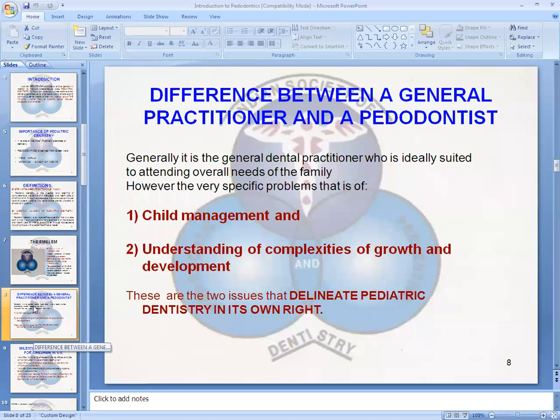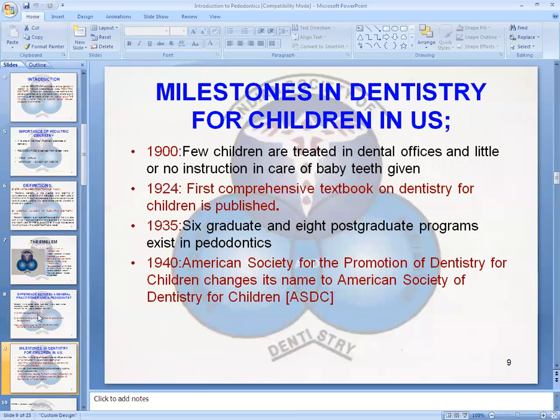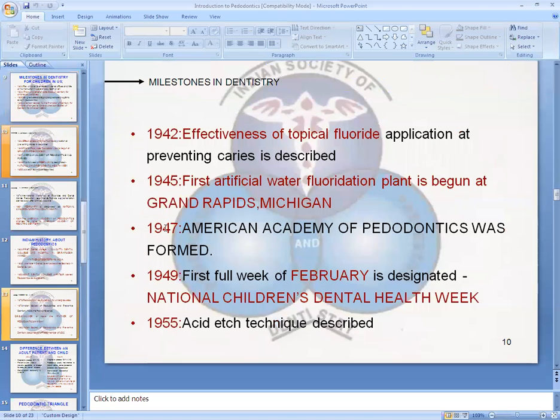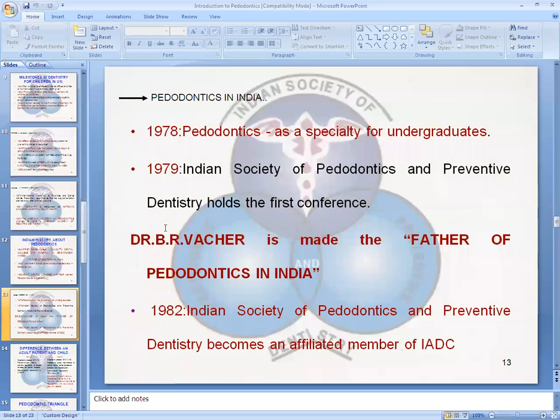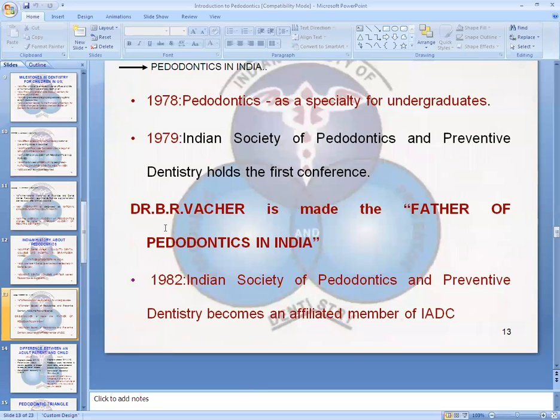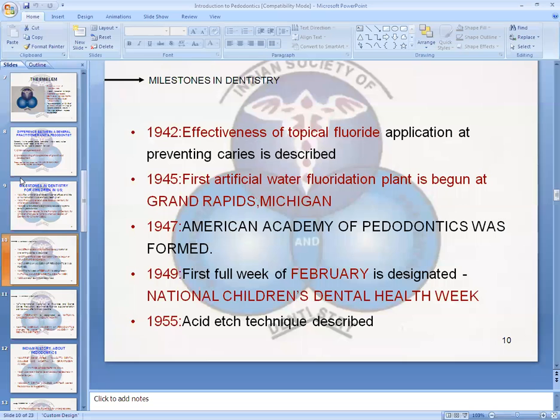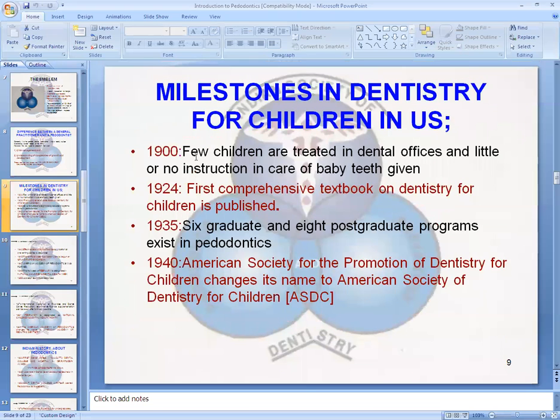Okay. Now we will see the various milestones in pediatric dentistry. Now this is a very common question. The milestones in dentistry for children. I have not taken much here, but for the smaller ones I have not taken much in this. So you can also take a screenshot, because we have to memorize this, you must remember it.